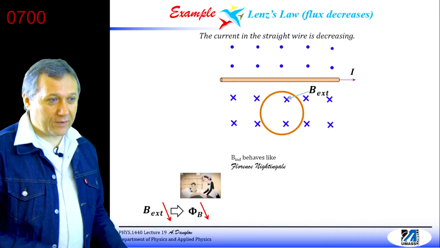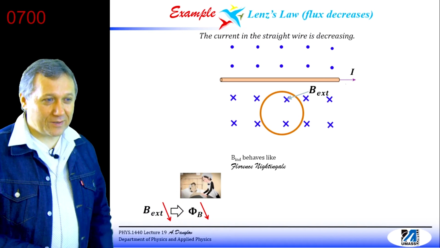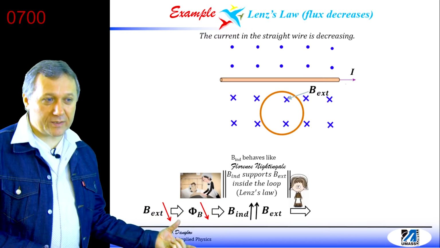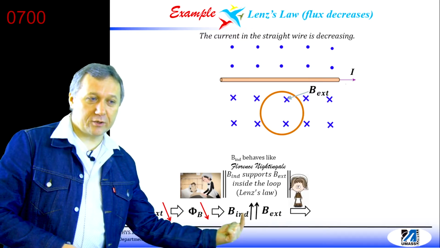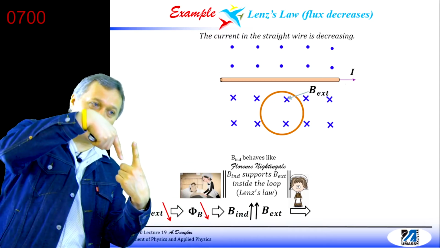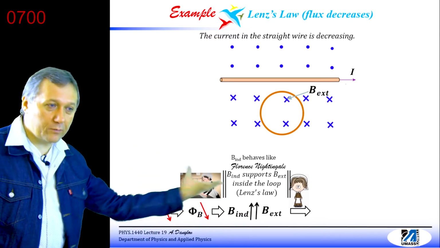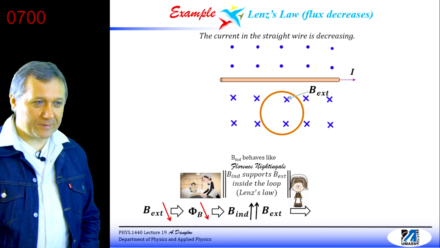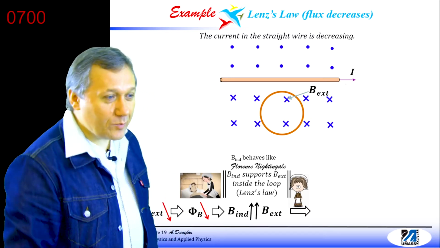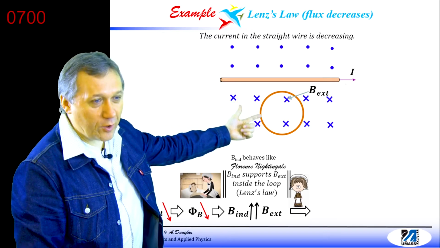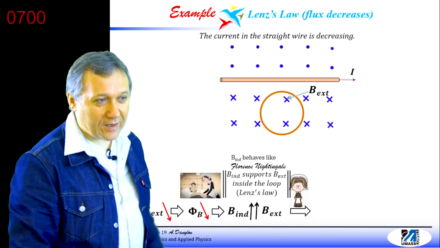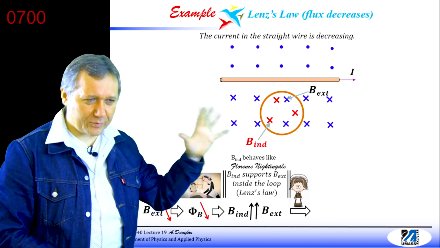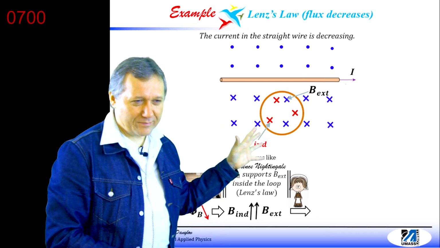Okay, in this case, I found these pictures. So it becomes supportive, and within the loop the induced magnetic field will be in the same direction as the external magnetic field. In the previous example, the directions were opposite because the flux was growing. Now the flux is going down, decreasing, so the system is supportive. So at this point I can draw a bunch of red crosses representing the induced magnetic field, in the same direction.